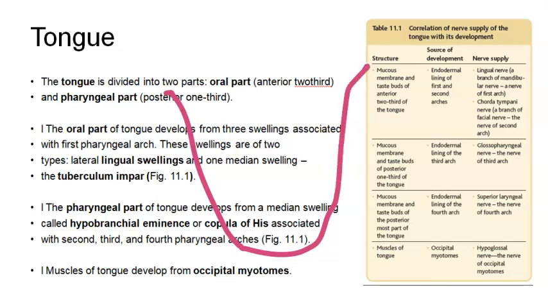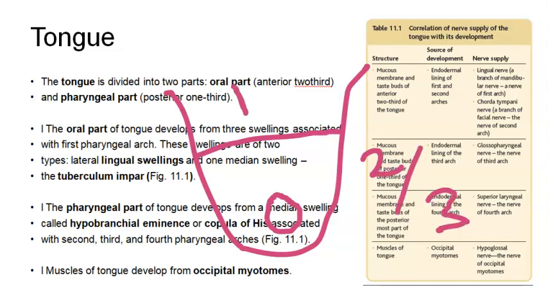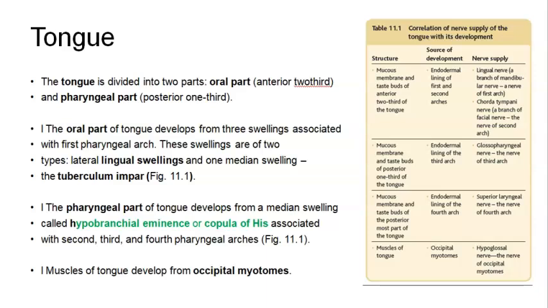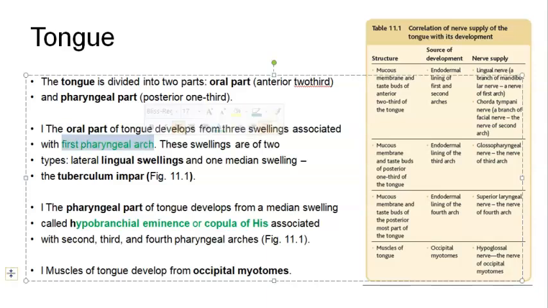So we will say this is the oral part of the tongue, the anterior 2/3. This is the anterior 2/3, and this one is the posterior 1/3, the pharyngeal part of the tongue. Okay, so we will divide it into two parts. The oral part, that is in the front, develops from the first pharyngeal arch. Okay, people, from the first pharyngeal arch you will get the anterior part of the tongue, and from the second, third, and fourth pharyngeal arches you will get the posterior part of the tongue.